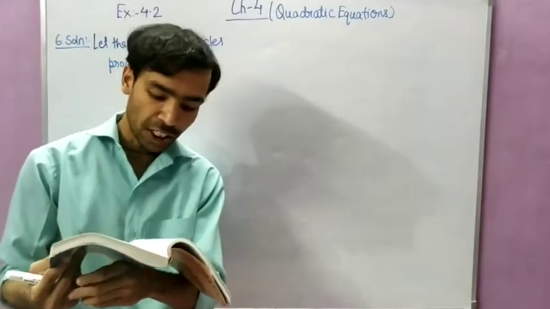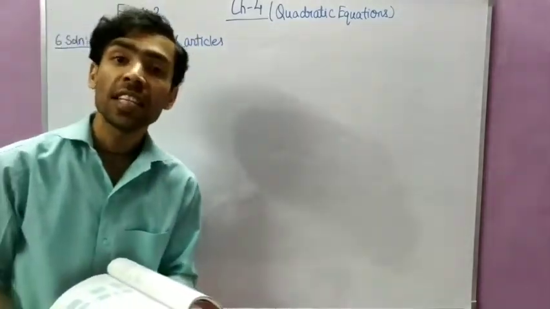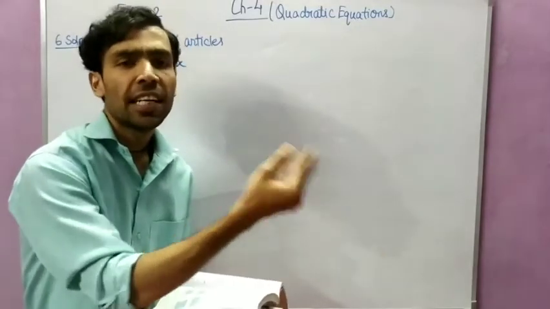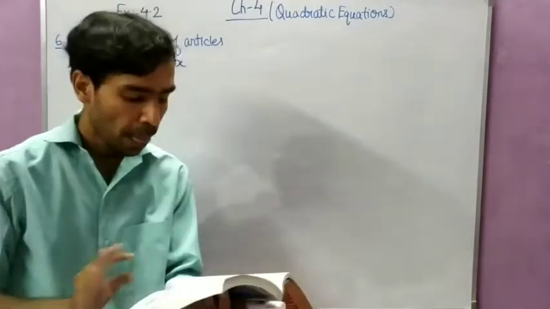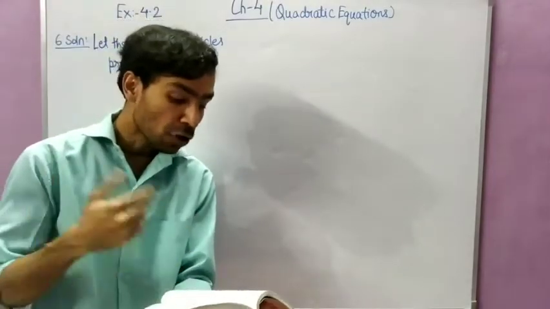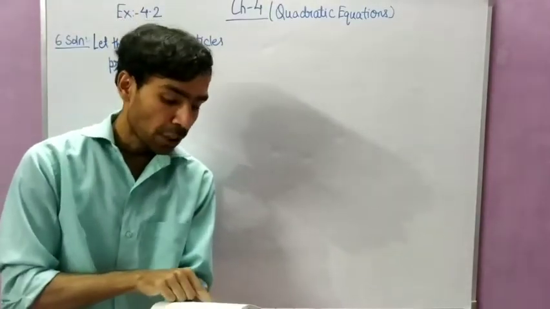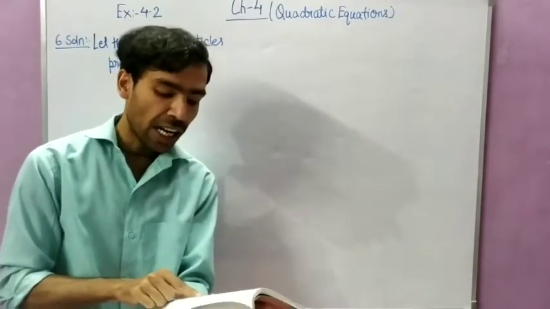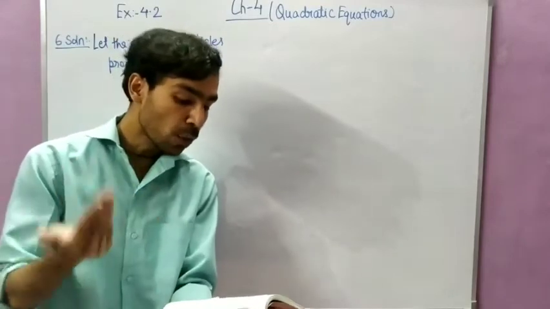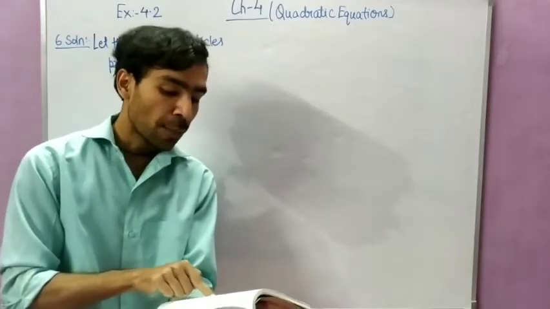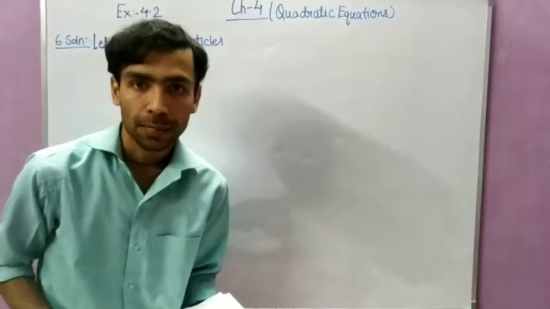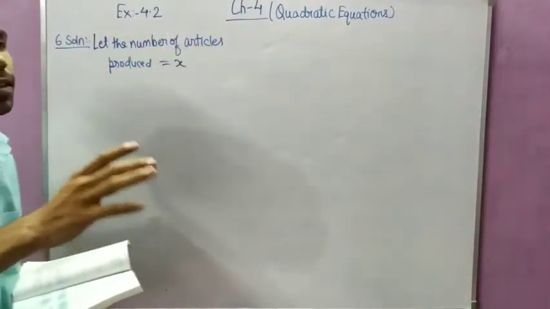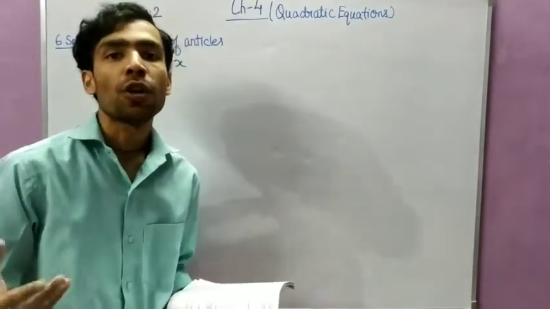Okay, now I am going to repeat the question one more time. There is a cottage industry which produces a certain number of articles in a day. Suppose it is producing 10 articles a day. Okay, so it was observed that on a particular, specified day, the cost of production of each article was 3 more than twice the number of articles produced on that day. So what we have assumed, let x number of articles be produced on a certain day.